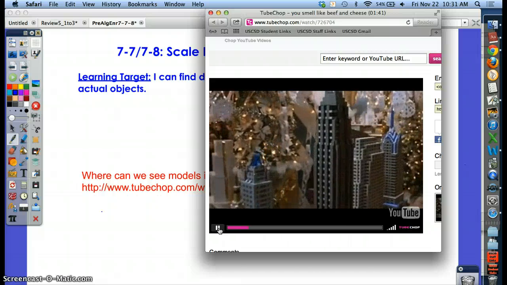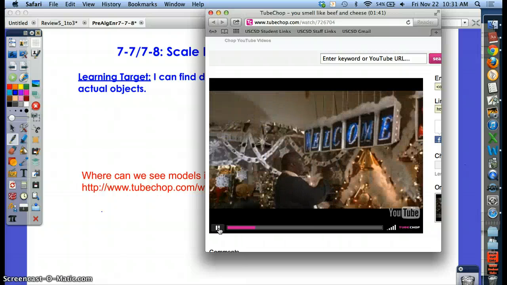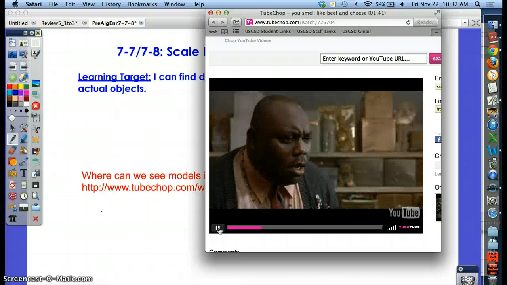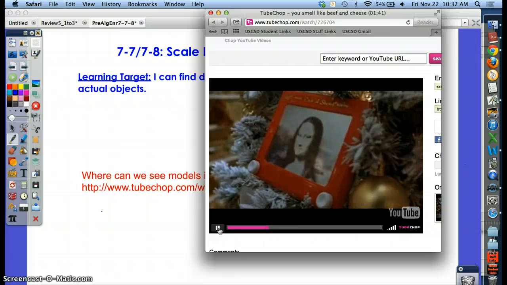So in this movie we see a little scale model of New York City. We also see a scale drawing of a Mona Lisa.